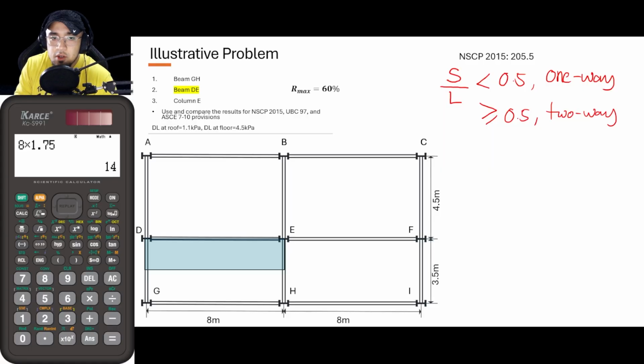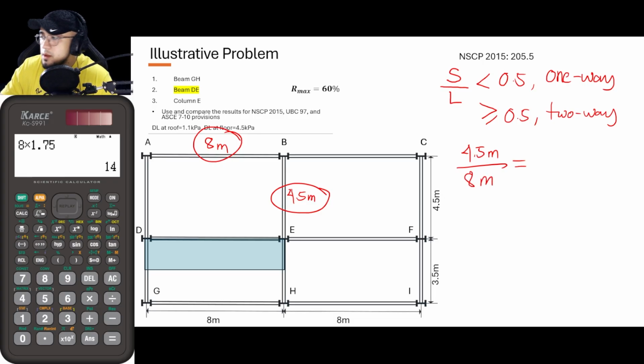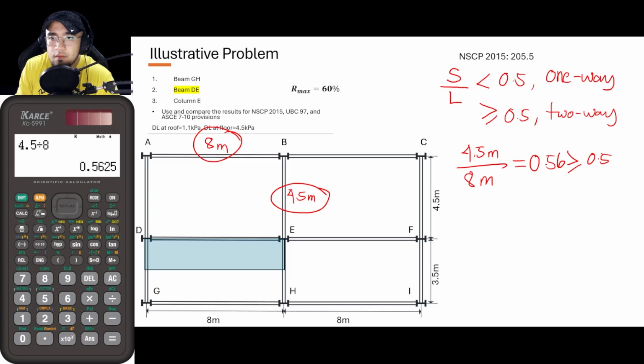So substituting known values, as you can see here, this is 8 meters and this here is 4.5 meters. So the shorter side there is 4.5. So from that, 4.5 meters divided by the longer span of 8 meters. Looking at the calculator below me once again, 4.5 all over 8. So the ratio here is 0.5625. And as you can see, it is greater than or equal to 0.5, thus it is two-way.